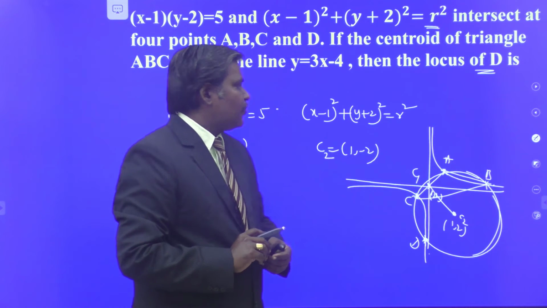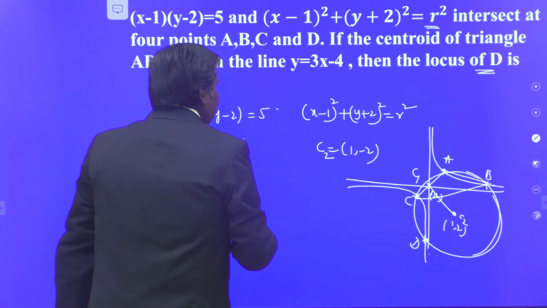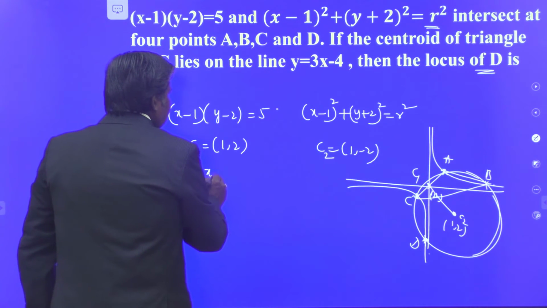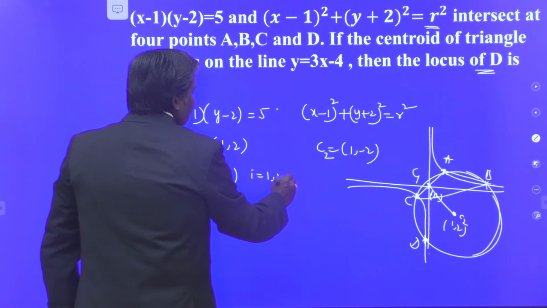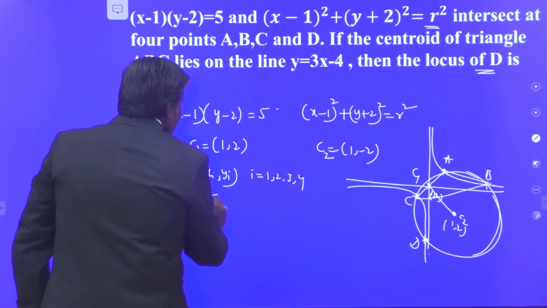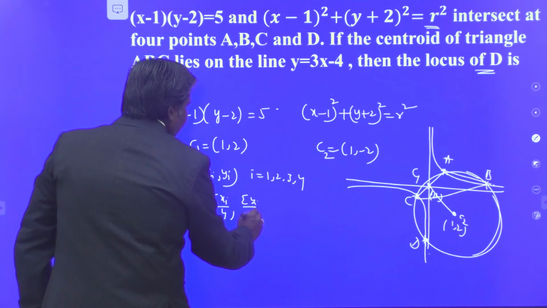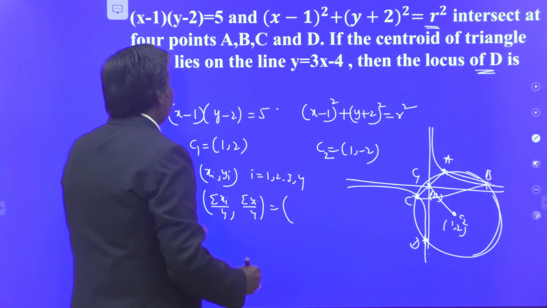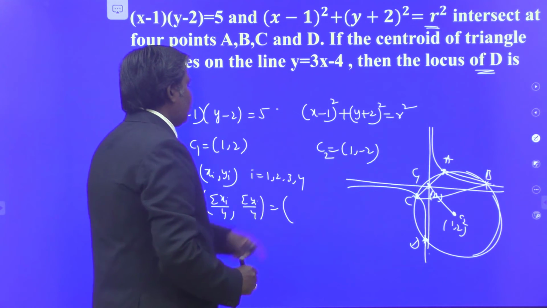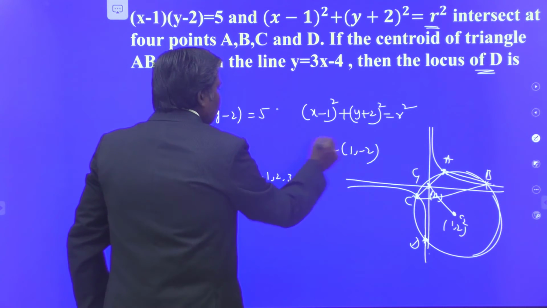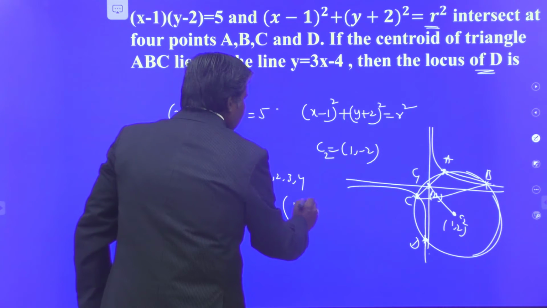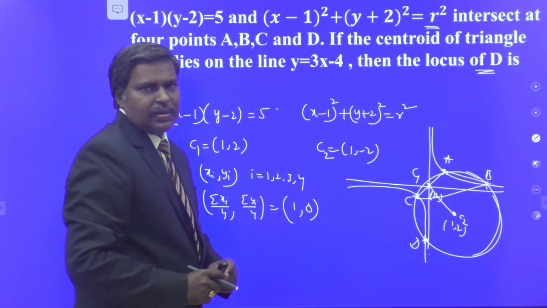Mean of the 4 points of the intersections. That means suppose their points of intersections are xi comma yi for i running from 1, 2, 3, 4. Then you have sigma xi by 4 comma sigma yi by 4 is equal to the midpoint of their centers. 1 plus 1 by 2, that is 1. 2 minus 2, 0 by 2, that is 0. This is the thing here.